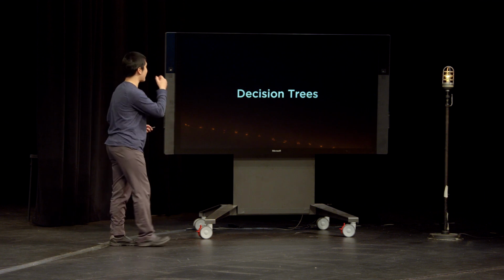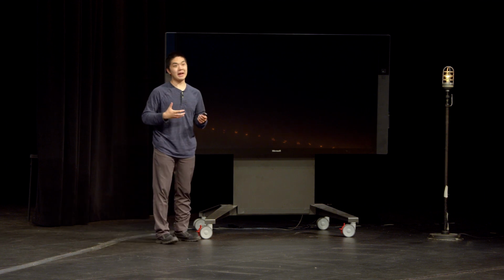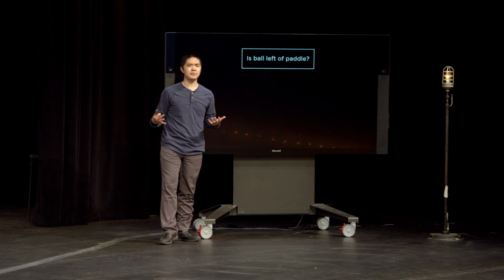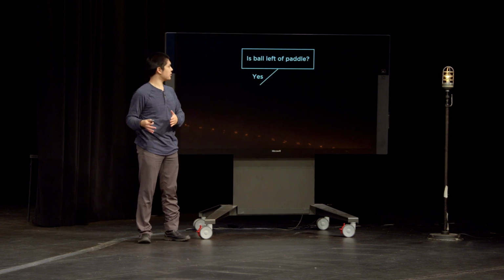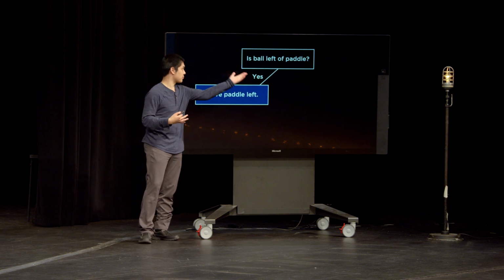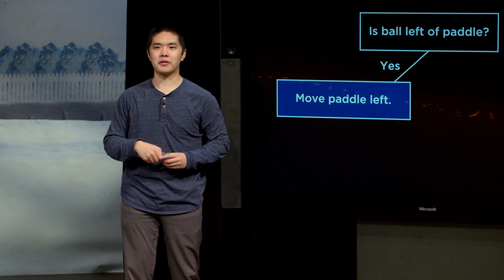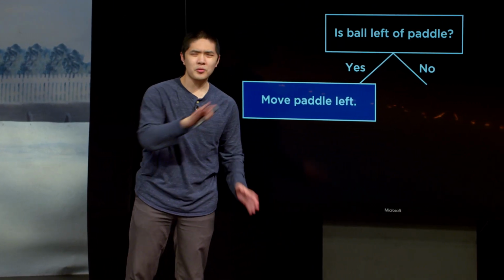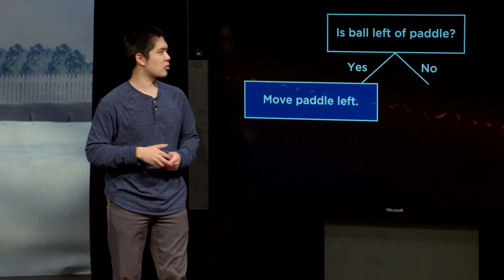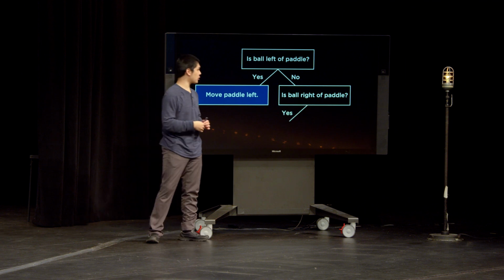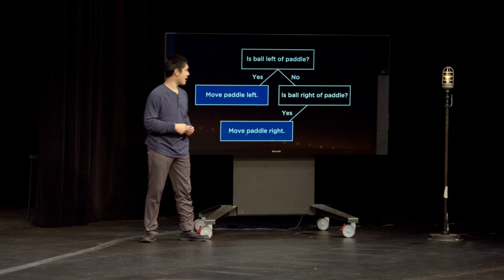So for this game of the paddle, we could create a decision tree by asking a question like this. We could ask, is the ball to the left of the paddle? If the answer to that question is yes, well, then the action we should take is we should move the paddle to the left. Because the ball is moving left, the paddle should move left as well. If the answer to the question is no, well, then we need to maybe ask another question. We might ask a question like, is the ball to the right of the paddle? And if the answer to that question is yes, then we'll go ahead and move the paddle to the right.